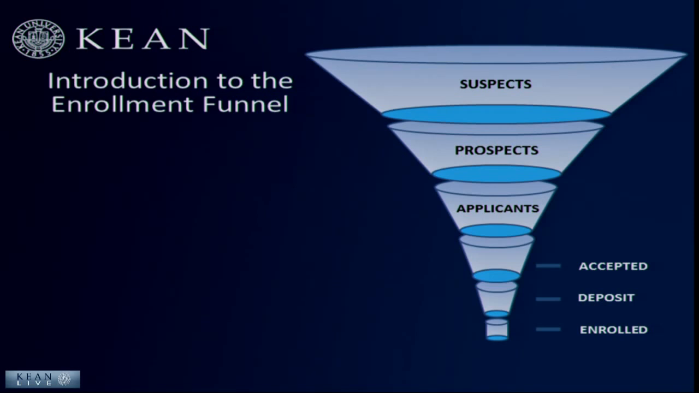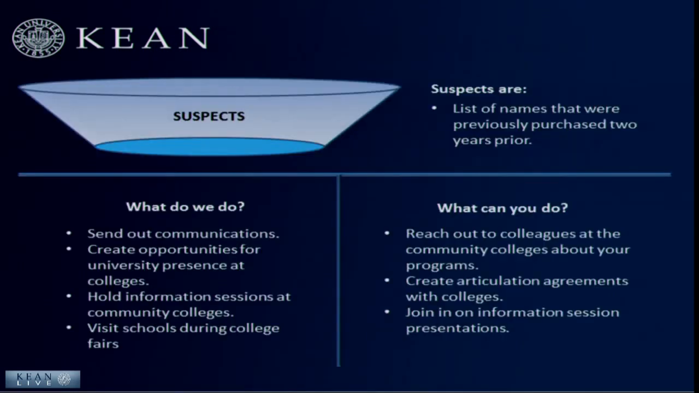Okay, and at the top we have a number of students, and it filters out all the way to the bottom of the actually enrolled students. So at the very top we have suspects. These are people we suspect are interested in Kean University. These are people that have not expressed interest in Kean University. These are people that we think might be interested. And what I mean by that is these are lists that we've purchased. These are lists of people, community college demographics, that we think might want to transfer to Kean, people that we want to advertise to, people that we want to market to, okay?